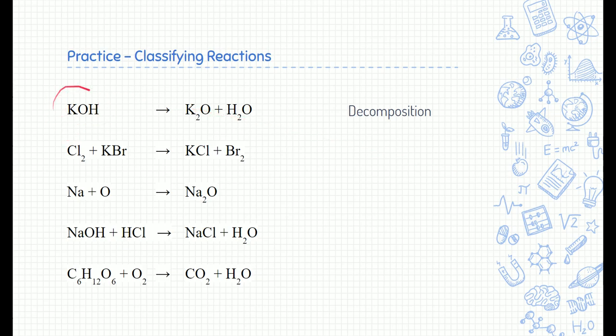Notice we're starting with one reactant. That's all we have, and it creates two products. The second is a single replacement reaction. Notice we have our single element and then a compound, and that element replaces one of the elements in that compound. The third one is a composition, also called a synthesis reaction, where we have two things combining together to make one. The fourth one is a double replacement reaction.